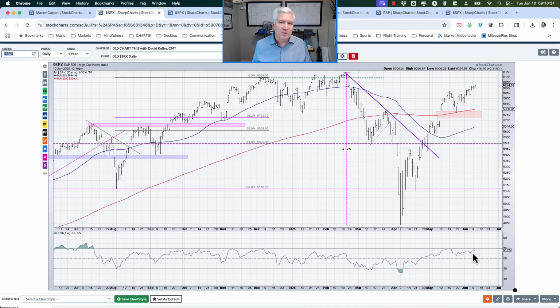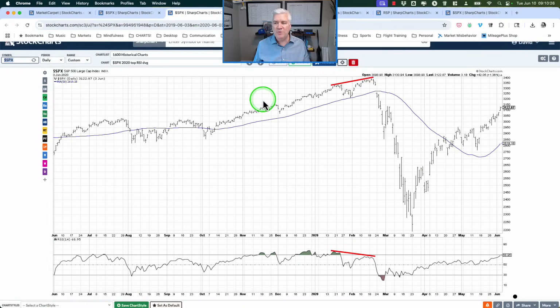Let's look at a couple other examples of divergences. And the more you see these, it's one of those things. The more you see them, the more they almost jump off the page at you when you recognize them again. Classic bearish divergence is at the 2020 peak, and it's so interesting. This is actually going into the COVID peak.